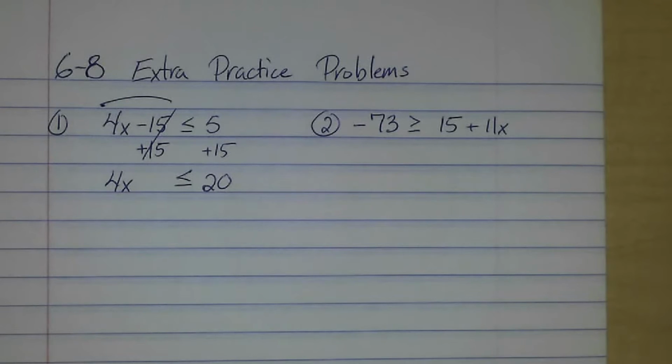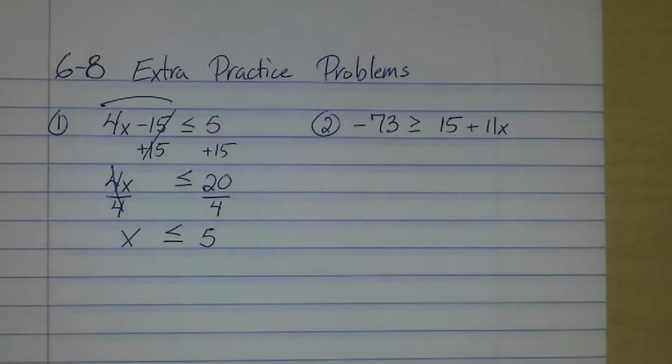Now we have 4 multiplied by x is less than or equal to 20. The opposite of multiplication is division, so divide both sides by 4. The 4's on the left cancel. 20 divided by 4 is 5. And even though we divided, we did not divide by a negative number, so the inequality symbol stays the same.